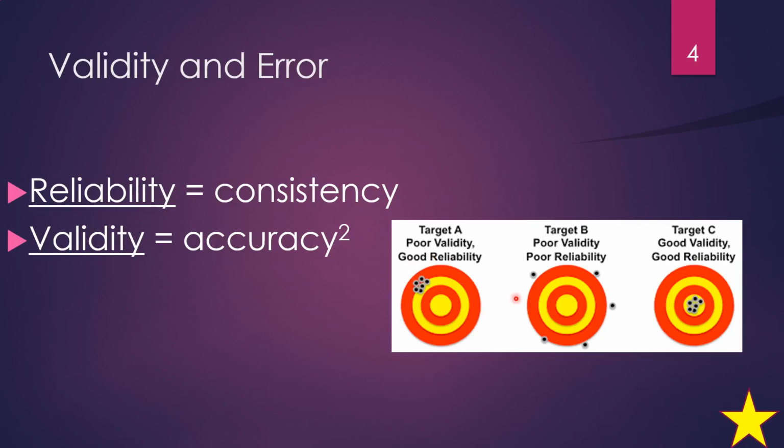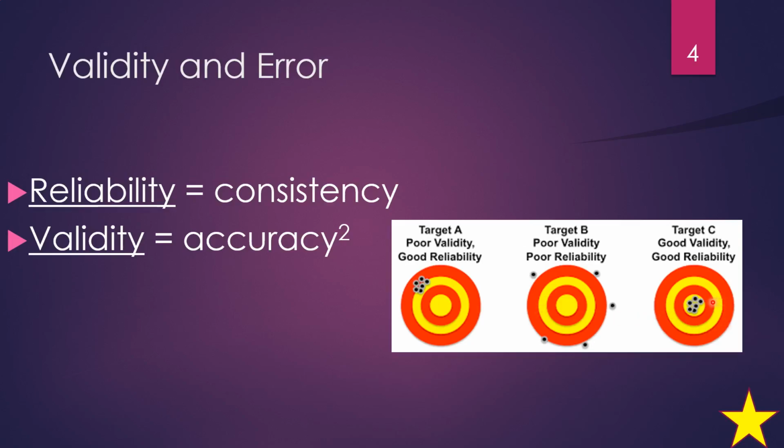Over here, we have a situation that's neither reliable nor valid. And you could see that there's no way that we could ever hit the bullseye in a meaningful way, because our shots are so inconsistent that if we hit the bullseye, it would have just been luck.